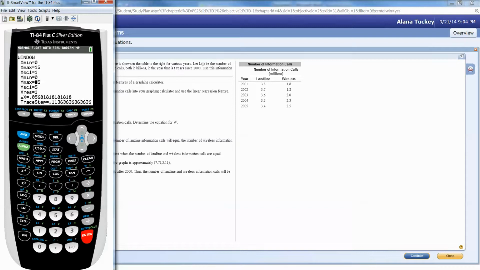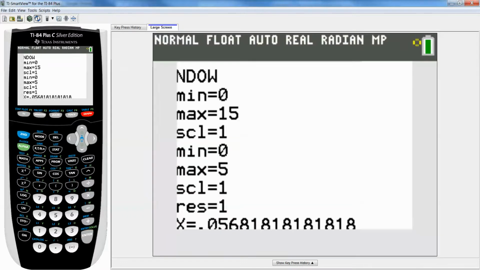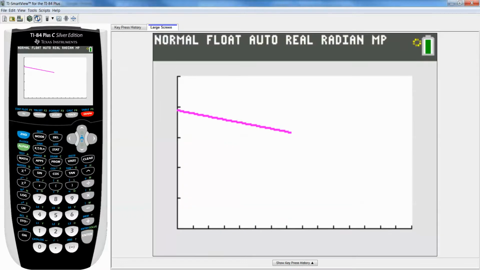And then for the y max, I can see that I'm at 3.8 as a high value here. So how about 5 and make each tick mark worth 1? If it's not enough, we can go back and fix it later. All right, then I'll press graph. There's the landlines going down. There's the wireless going up.